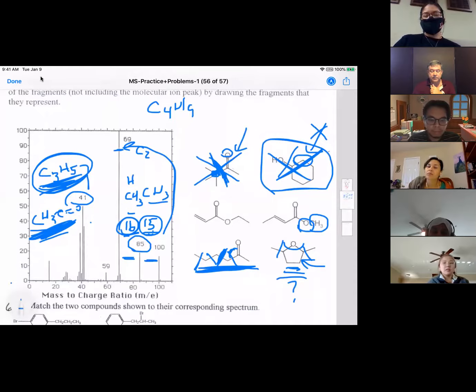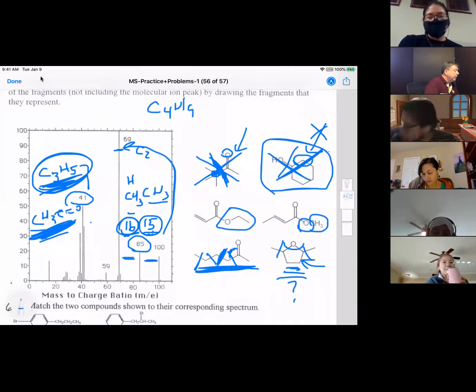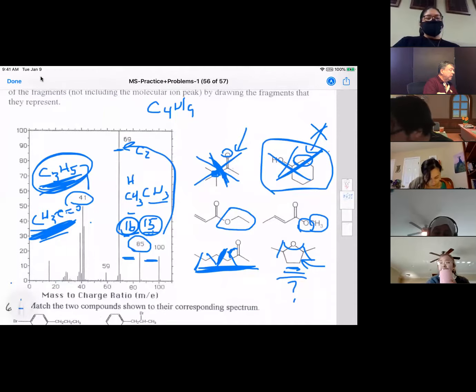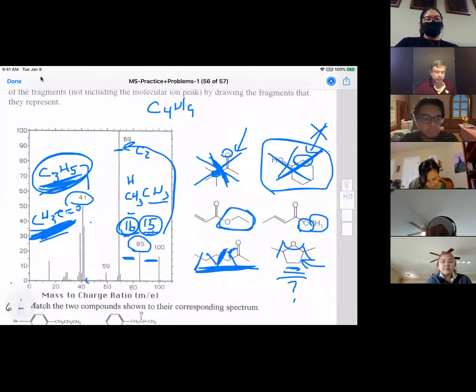Let's see, this is a major fragment, would probably be this, a C2H5O. C2H5O should be somewhere in the 40s range, probably a 45. That would give us a major fragment at 45. We don't really see a major fragment here at 45, so I don't think that's our thing.